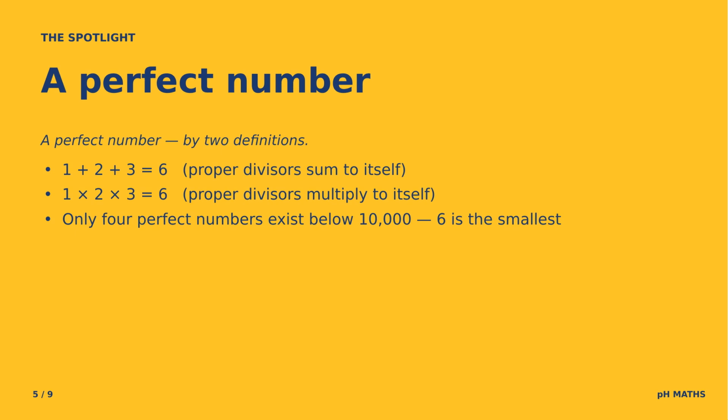So 6 is both the sum and product of its own factors. There are only 4 perfect numbers below 10,000, and 6 is the smallest. The others, by the way, are 28, 496, and 8,128.